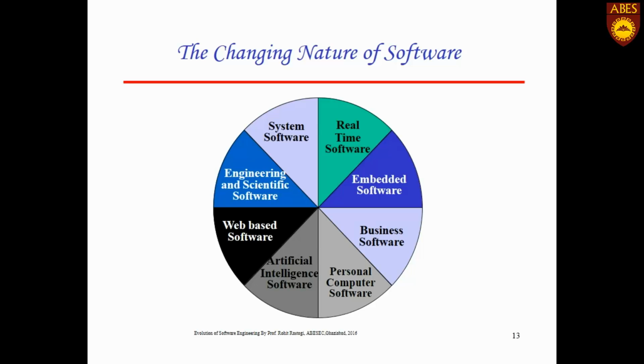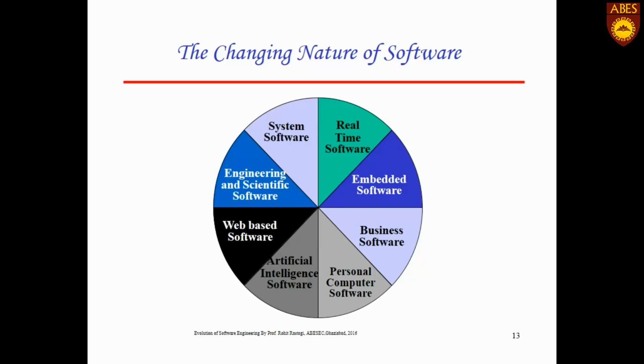System software and personal computer software, like PDF to Word Converter and Adobe, media players, and MS Office, MATLAB, etc. In real-time software, we use artificial intelligence software, weather forecasting software, disaster management software, and satellite communication and other software.